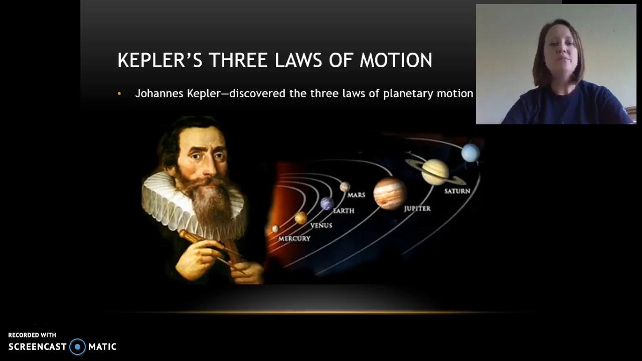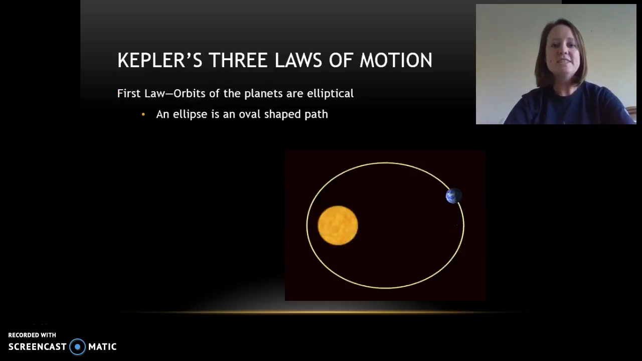Kepler was an astronomer who discovered 3 laws of planetary motion based on his study of the positions of the planets and their view from Earth. So we're going to look at what those 3 laws are. The first is that the orbits of the planets are elliptical. Ellipse is an oval-shaped path.